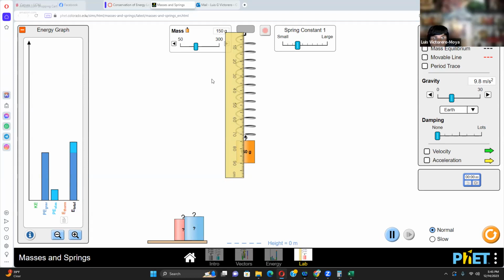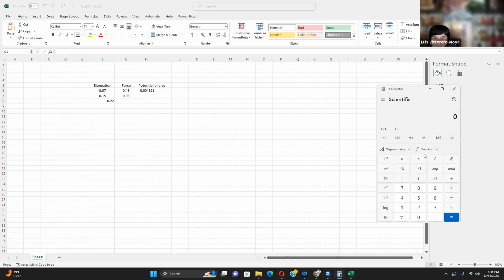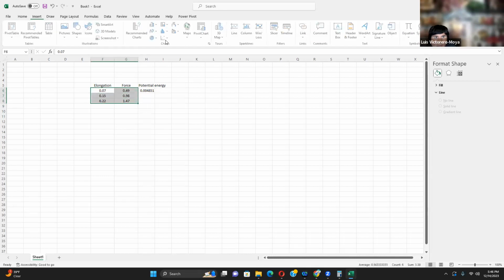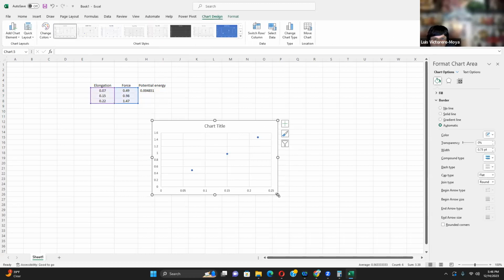70 centimeters minus 48 is 22. So now we can do 0.22. And this is 150, so 1,000 plus 28, 1.47. Now let's do this like that. I'm not getting the way we did the graph. Okay, yeah, so it seems like when you do 2 points, Excel messes up the graph.